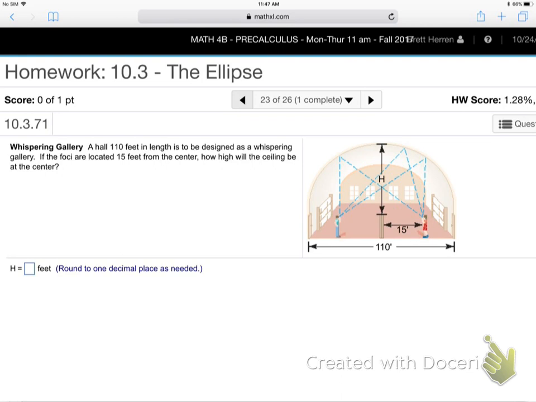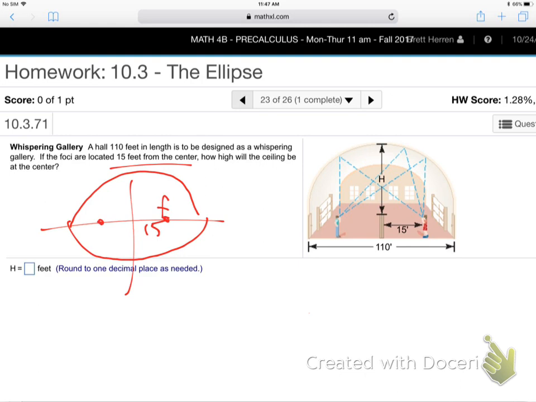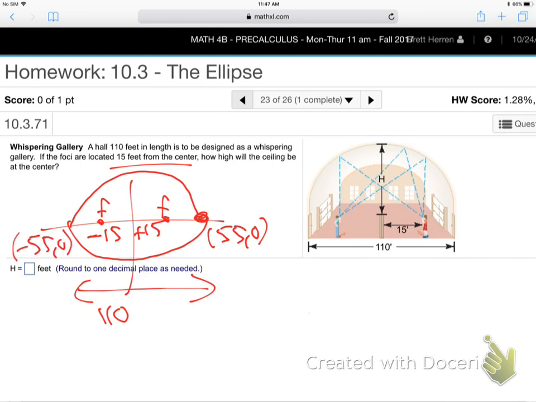A hall 110 feet in length is to be designed as a whispering gallery. Focus points are located 15 feet from the center. How high will the ceiling be at the center? So basically I've got an ellipse. The focus points are 15 over each way, back 15, over 15. The hall is 110 feet in length, so it's 110 total. Half of that is 55, 0, and minus 55, 0. 55 is half of 110. You with me?